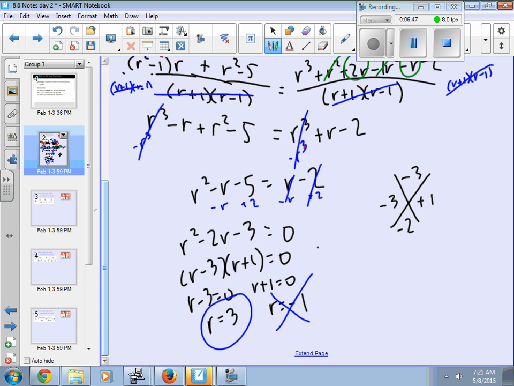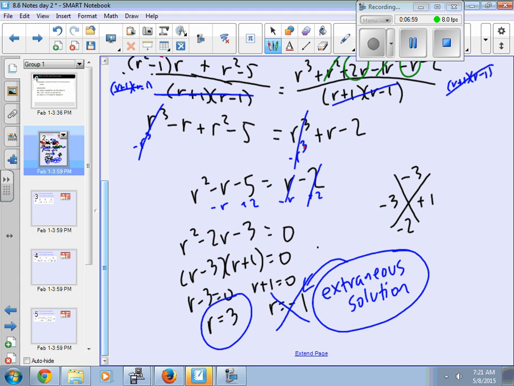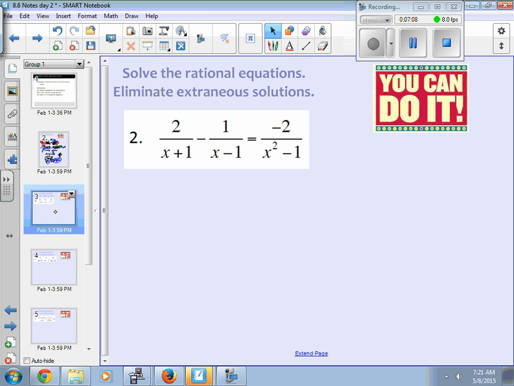This R equals negative 1 is what we talked about before. That's an extraneous solution. It's a solution that we got by solving, but doesn't actually work when we plug it back in. So only 3 works. So you want to check when you're all done to make sure that it works out. Let's try another one of these.